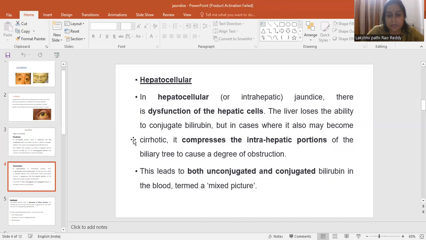In some cases, like cirrhosis, the intrahepatic portion of the liver becomes abnormal. The biliary tree will get obstructed, so that also causes problems.